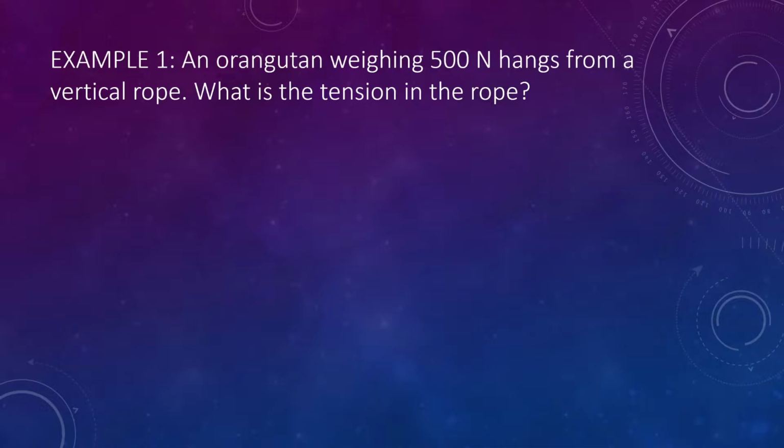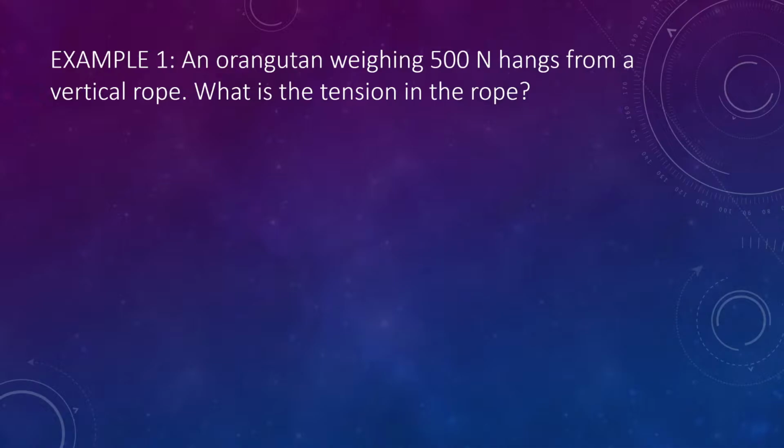First of all, let's ask ourselves, are we in equilibrium? Well, in this case, it's just an orangutan hanging there from a rope. It doesn't mention he's swinging around or anything like that, being pulled up or falling down. So the orangutan should be at rest, which means it is in static equilibrium. So we can indeed confirm that we are in equilibrium. The object is not moving.